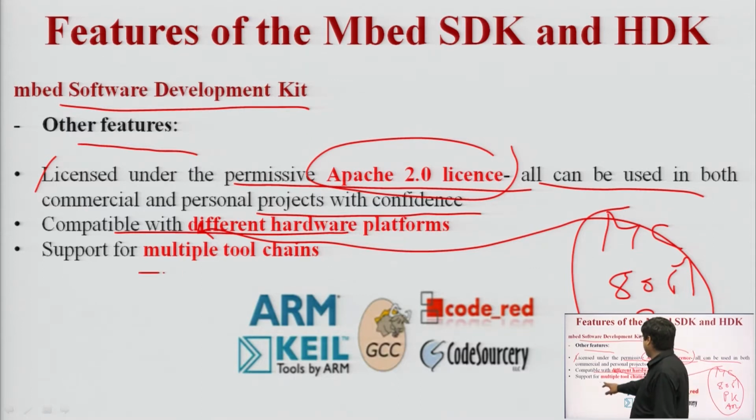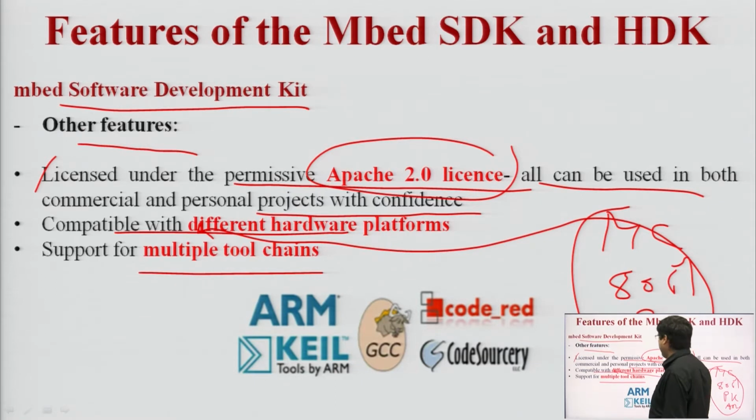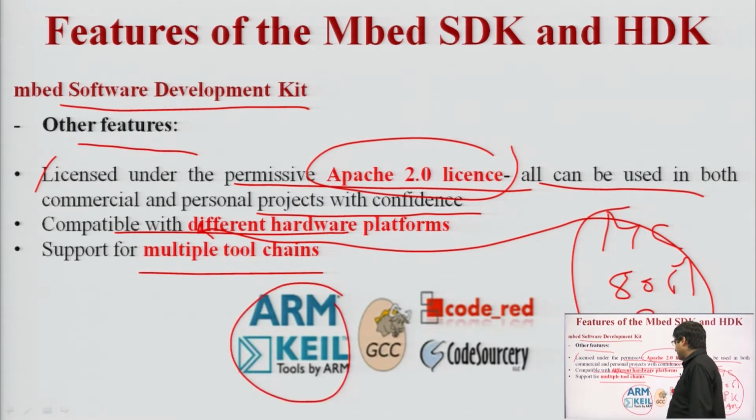It supports multiple tool chains. Many tools, many libraries are available there. There are many vendors, many developers of the Mbed, like ARM Keil, tools by ARM. We have already seen that Keil compilers are there. GCC, CodeSourcery, Code Red, all are vendors of the Mbed.